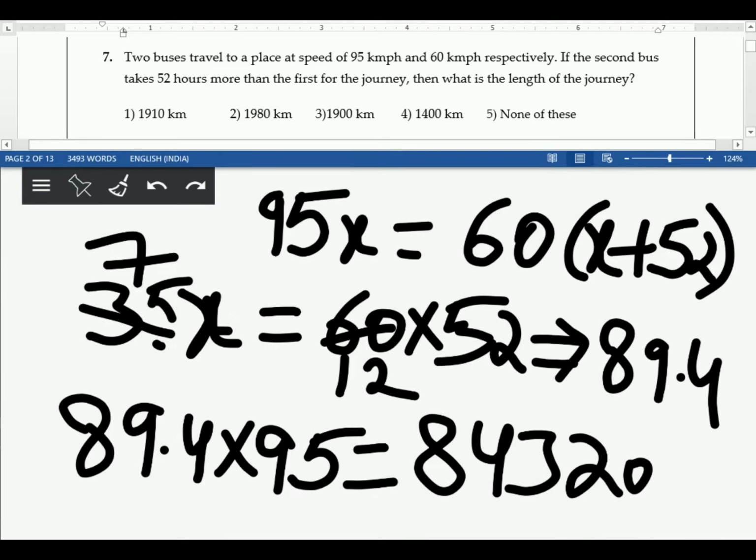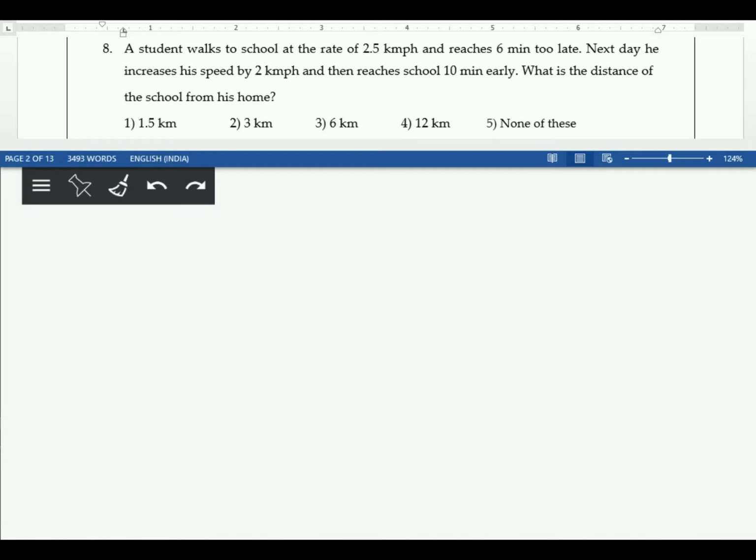Option number 5. Question. A student walks to school at a rate of 2.5 kilometers per hour and reaches 6 minutes too late. Next day he increases his speed by 2 kilometers per hour and reaches school 10 minutes early. What is the distance of the school from his home?